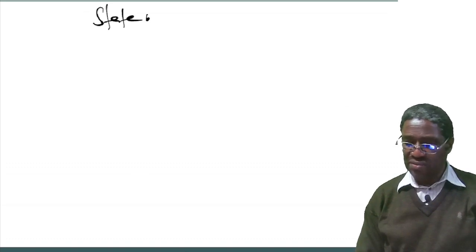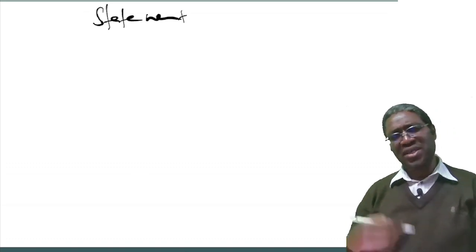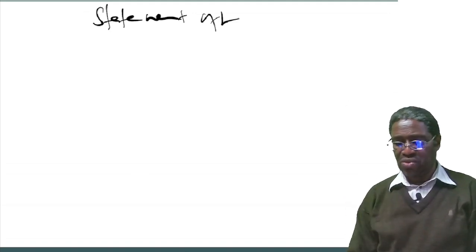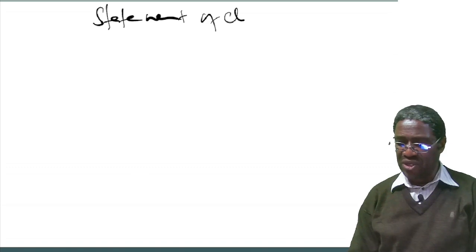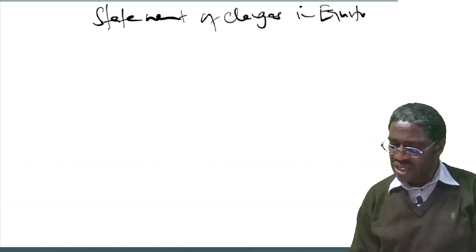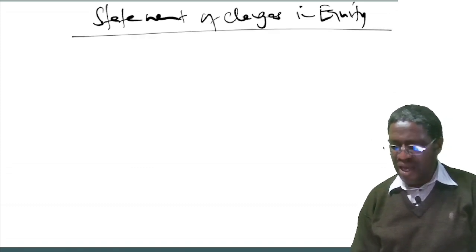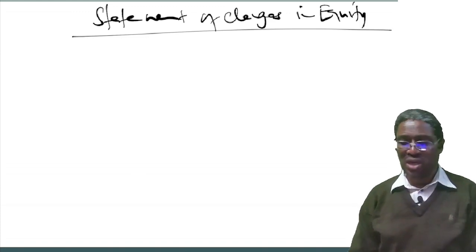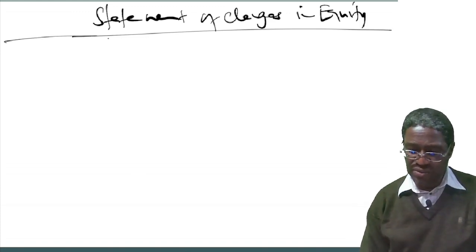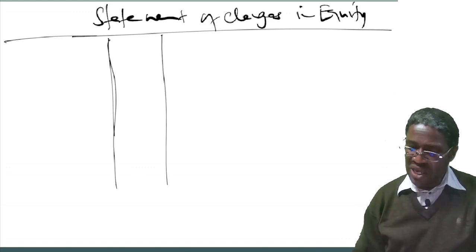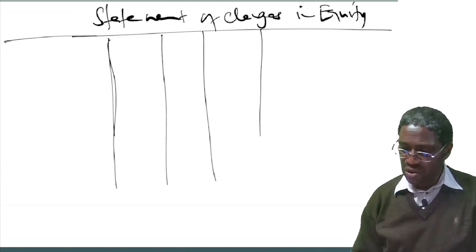Now, what's equity? Equity is anything that belongs to shareholders. So how do you now present a statement of changes in equity? A statement of changes in equity has various columns. Each column represents a component of equity.